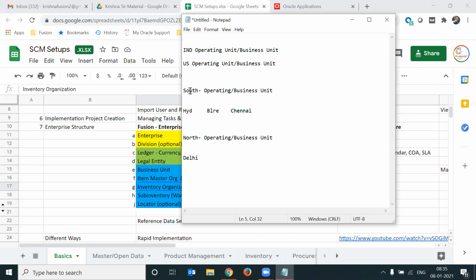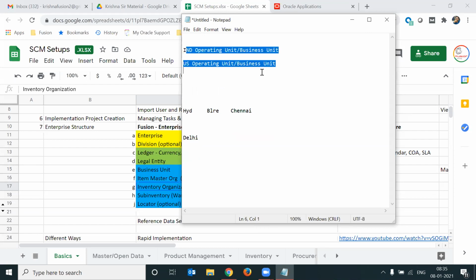So this is just a bad understanding example, but no client is going to create operating units or business units like this. They will be creating operating units according to the country: India operating unit, US operating unit, Canada operating unit.